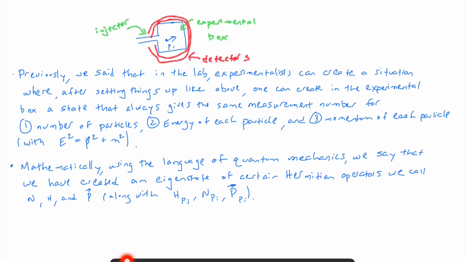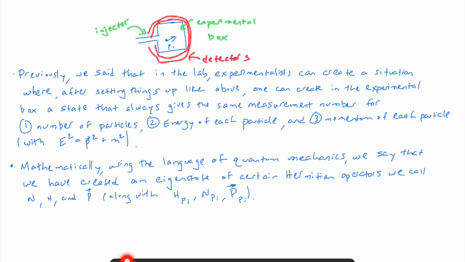Mathematically, using the language of quantum mechanics, when you do an experiment like this, if you keep doing this experiment over and over again and getting exactly the same result, then we can say that we've created an eigenstate of certain Hermitian operators, which we call, in this case, the number of particles operator N, the energy operator or Hamiltonian operator H, and the total momentum operator called P, or P with this vector hat on top of it. And we also knew that we were in an eigenstate of the sub-particle divisions H_pi, N_pi, and P_pi. This was for total, and this was for sub-momentum populations.